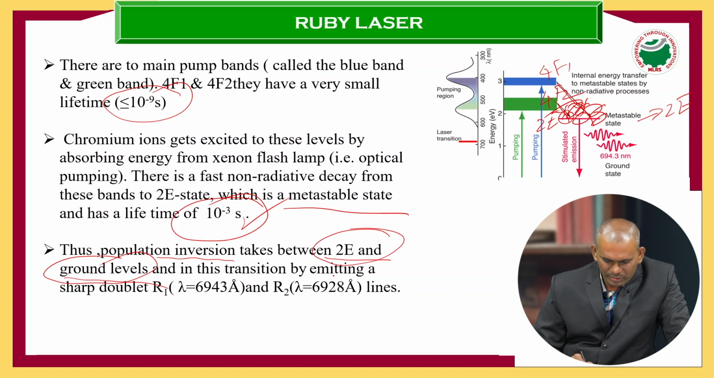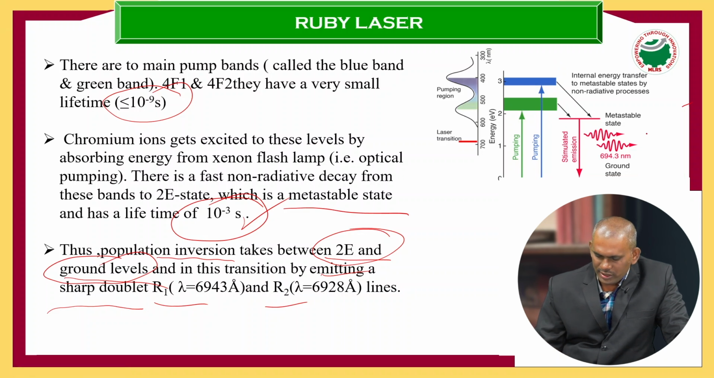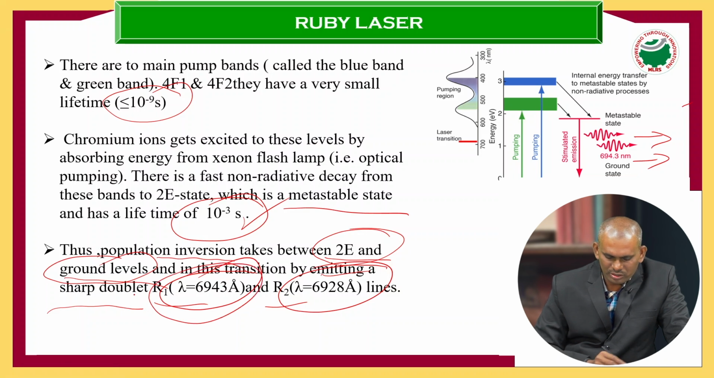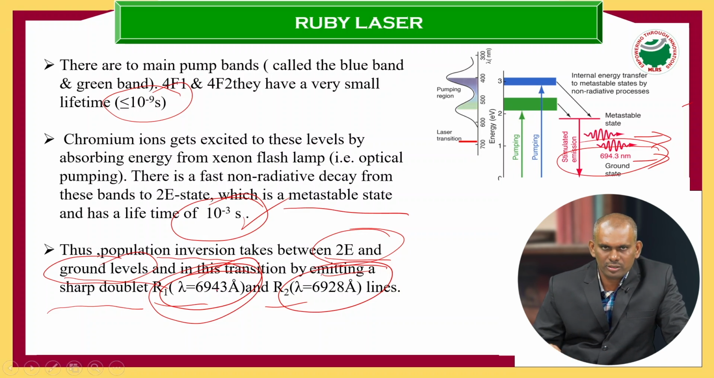The transition emits a sharp doublet, R1 and R2. From this metastable state, while the atoms are coming to the ground state, they emit photons. So two laser intensities you can observe: one is 6928 angstroms and the other is 6943 angstroms. From these two, the highest value is 694.3 nanometers. Angstroms and nanometers are different units, so the highest value you can consider as the ruby laser output here.